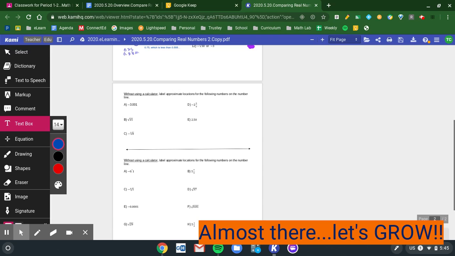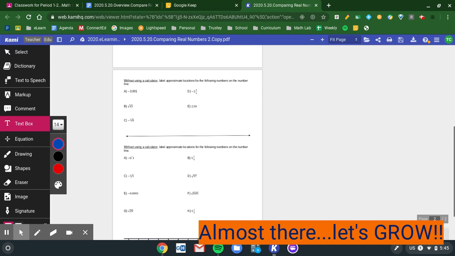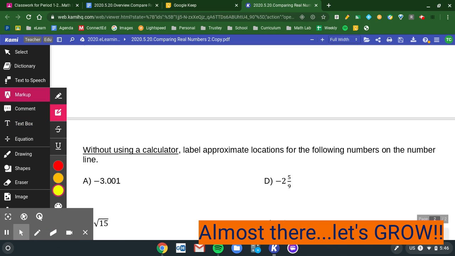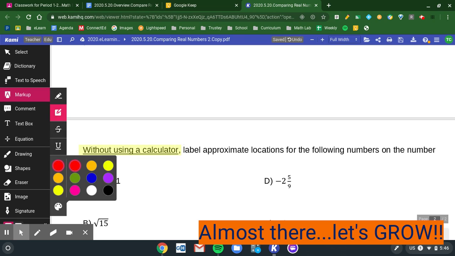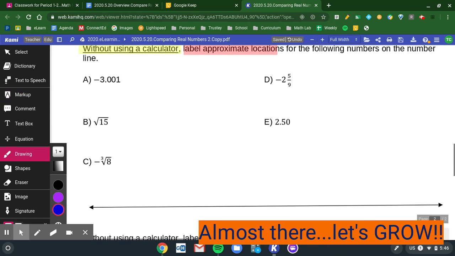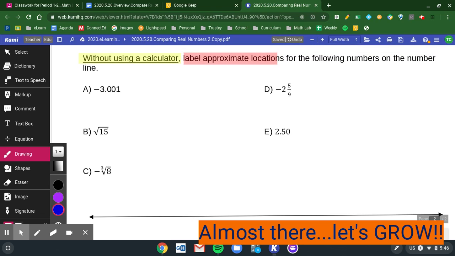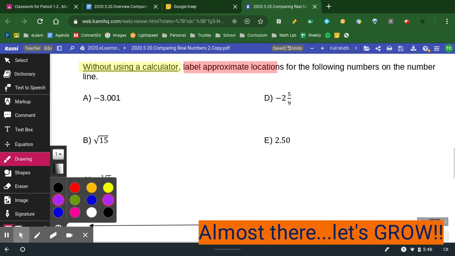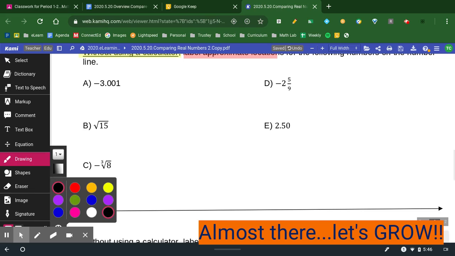Let us now continue on to the back side. I tell you what, I will do the entire top portion and you do the bottom. Let's go ahead and look at our directions. And here again, we see we are not using a calculator, but what we are going to do is label approximate locations for the following numbers on the number line. Each of these we're going to go ahead and pop on our number line. And it looks like the number line doesn't have any labels, so I'm going to go ahead and start off by labeling it.